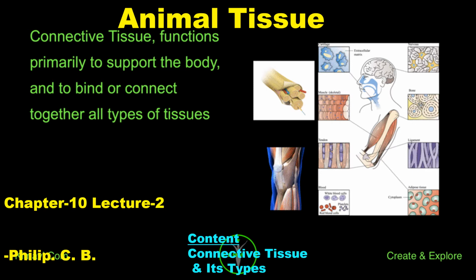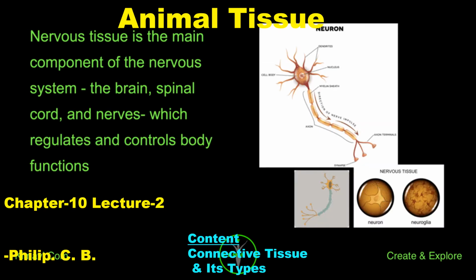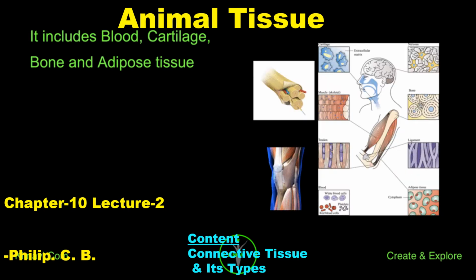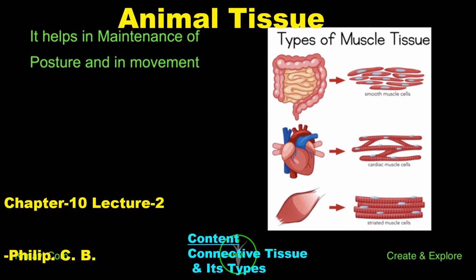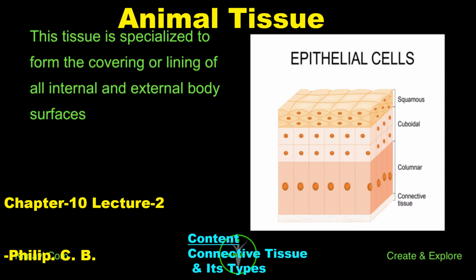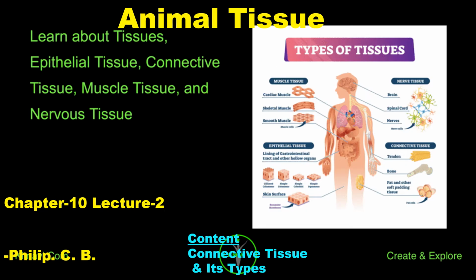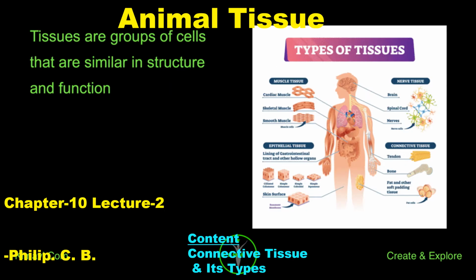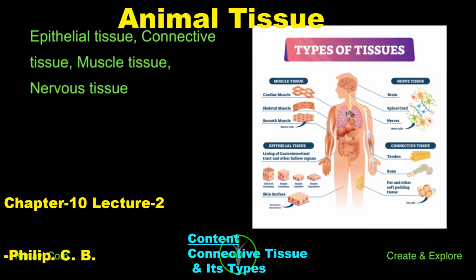As usual, I kept something related to the topic where you can see different types of tissues present in our body. It includes blood, cartilage, bone, muscle tissue, very specialized tissue that has the ability to maintain posture and movement, nervous tissue, the brain, spinal cord, etc. So here we learn about all the four tissues in short, that is muscular, nervous, connective and epithelial, right? So this is the basic introductory part of the chapter.